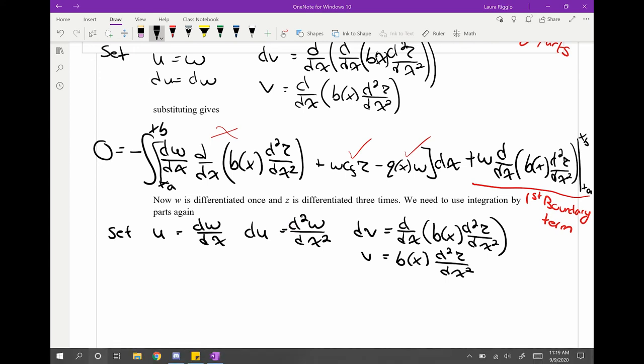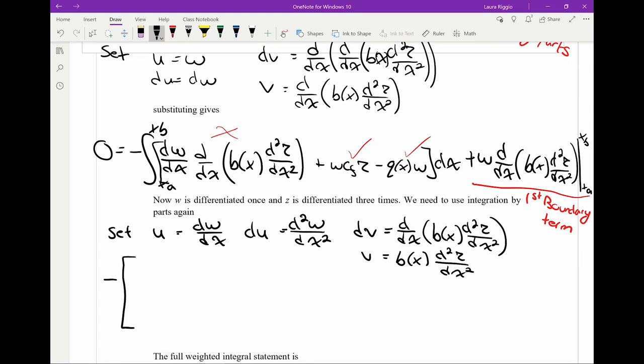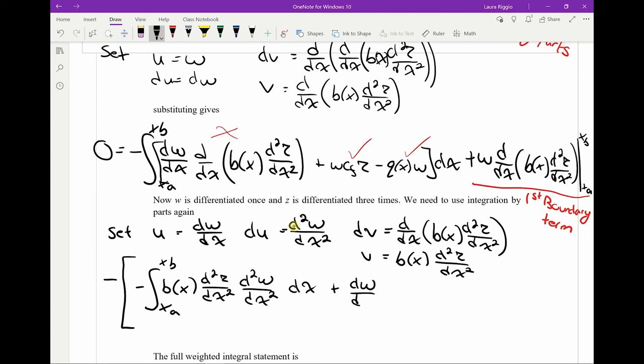So this time, just for the integration by parts terms, we're going to get minus the integral from xa to xb of b(x) d squared z/dx squared times d squared w/dx squared dx, plus dw/dx b(x) d squared z/dx squared evaluated from xa to xb. And we also have our first boundary term.